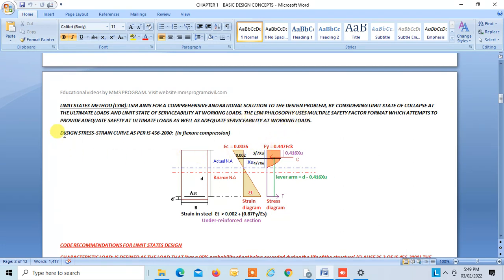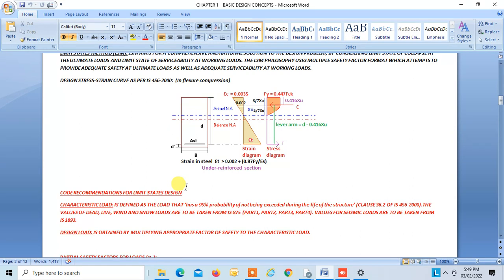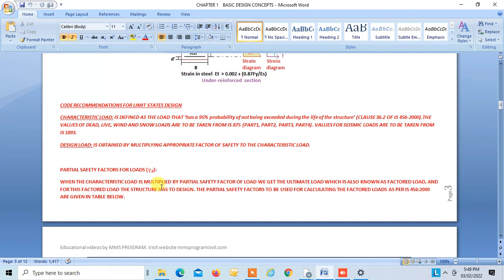The design stress strain curve as per IS 456 2000 in flexure compression is this. This is given in the code. This blue line is the neutral axis and this XU is the depth of the neutral axis. At the neutral axis, the strain and the stress are zero. We'll study this in detail as we move further.